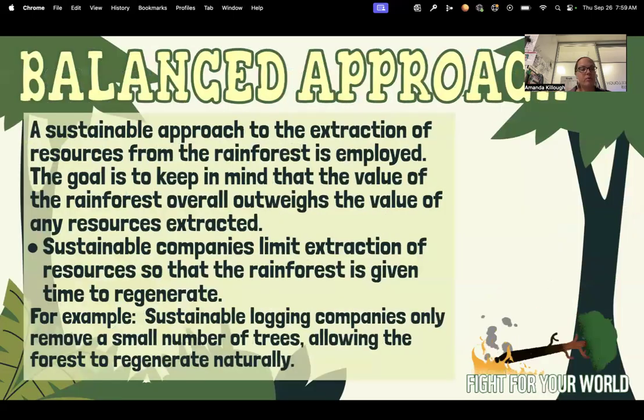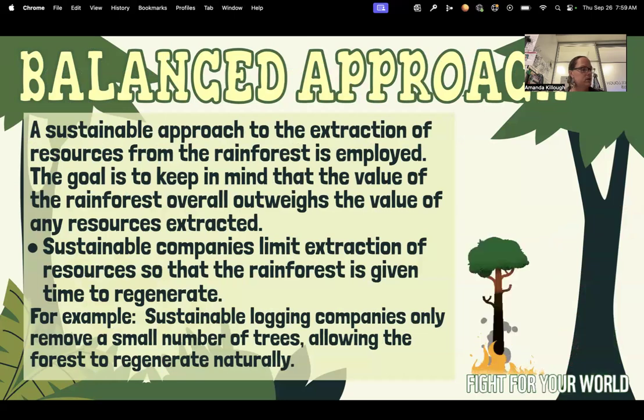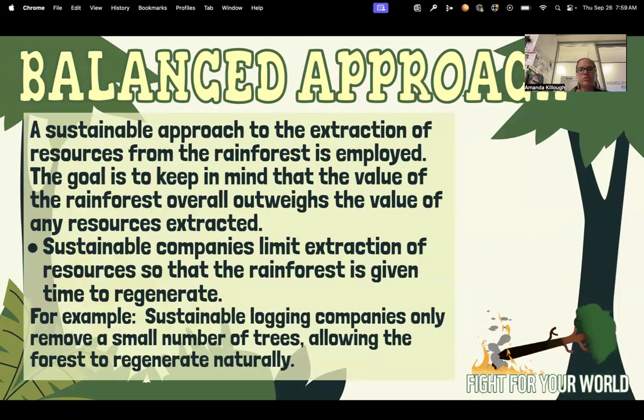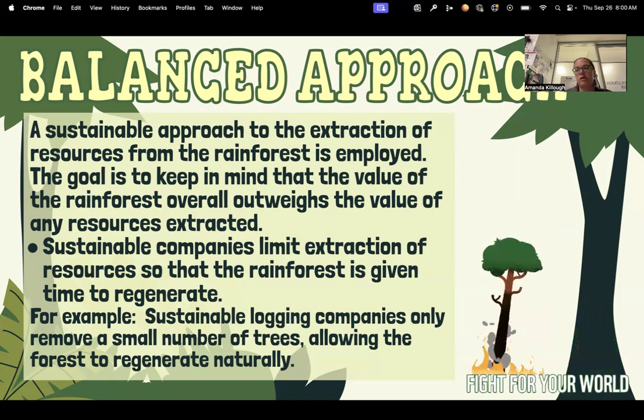And then your balanced approach, right? This second piece, approach to the extraction of resources. So sustainable companies limit how much they extract, okay? So that the rainforest is given time to regenerate. And it takes more time to do that. It's not a fast thing.